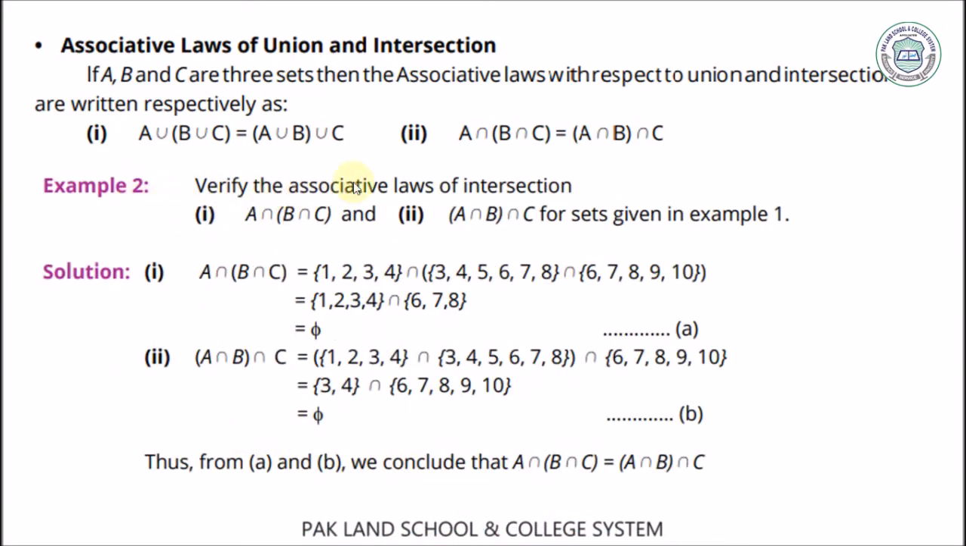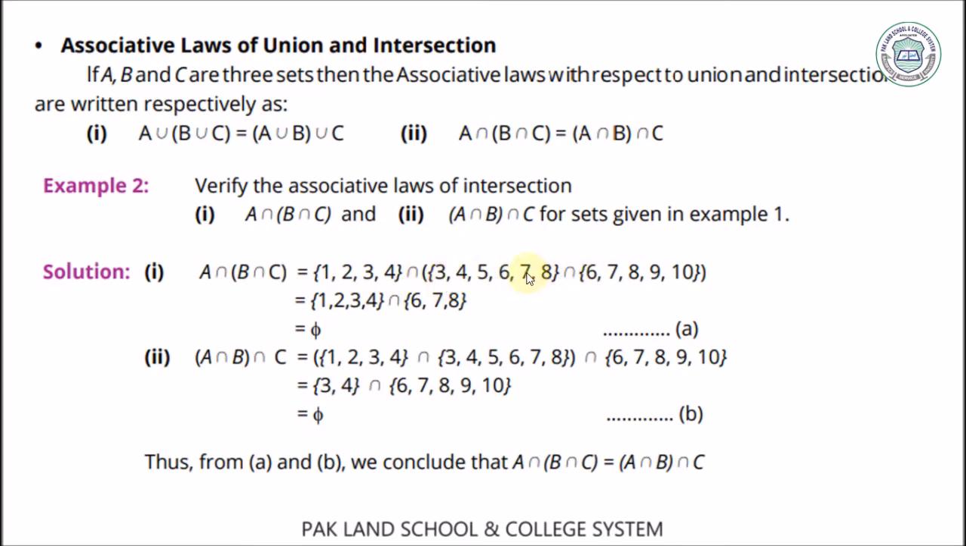Example 2. Verify the associative laws of intersection. First part is A intersection (B intersection C) and (A intersection B) intersection C, for the sets given in Example 1. Same example sets we are taking. So the first solution of this example is A intersection (B intersection C), where A set is 1, 2, 3, 4.